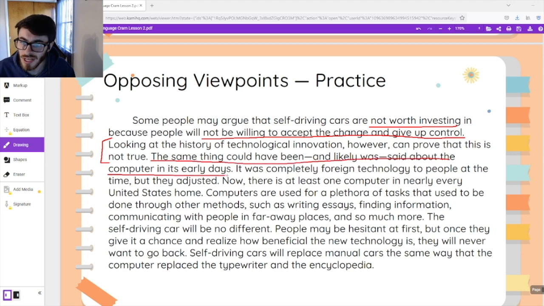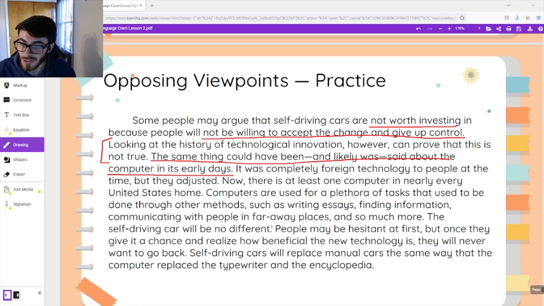All right, now we need to explain how this evidence supports our claim. It was a completely foreign concept. It was completely foreign technology to people at the time, but they adjusted. Now there is at least one computer in nearly every United States home. Computers are used for a plethora of tasks that used to be done through other methods, such as writing essays, finding information, communicating with people in faraway places, and so much more. The self-driving car will be no different.